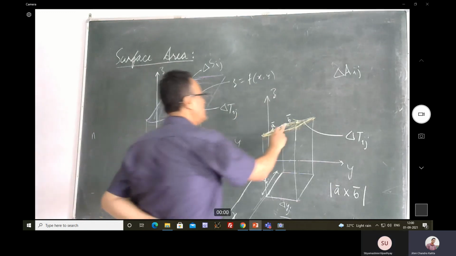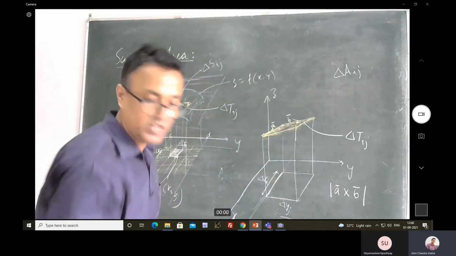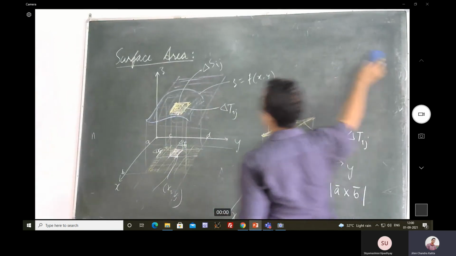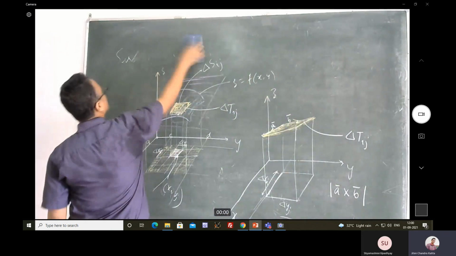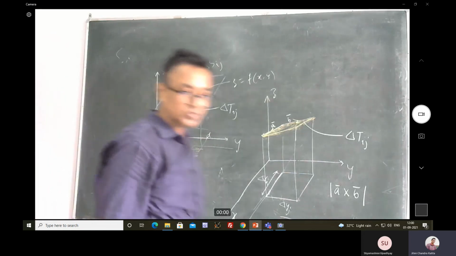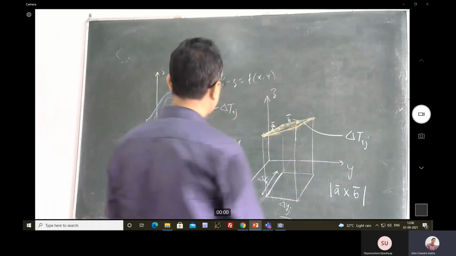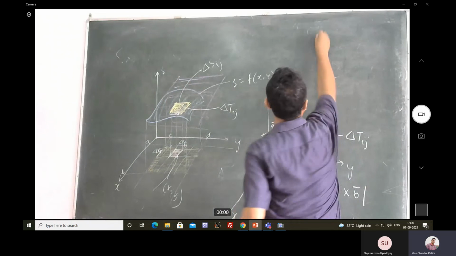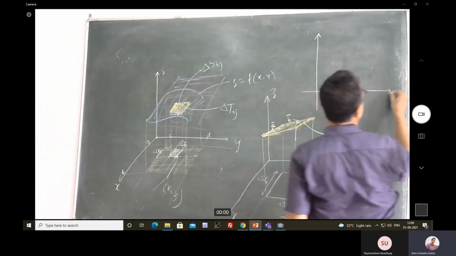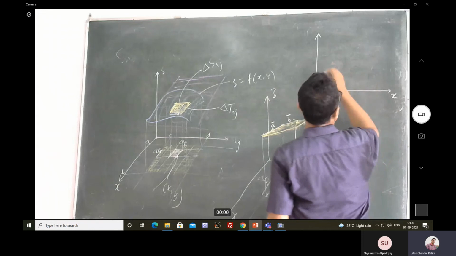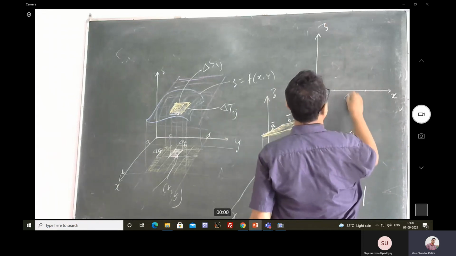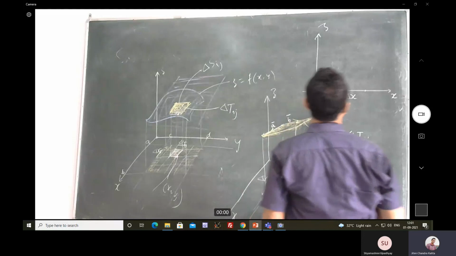So now let me see this scenario in the xz and yz planes. Once I do it for the xz plane, it will be clear for you what is going to happen in the yz plane. So this scenario is going to be something like this. Say this is x, this is z. Say this is delta x.